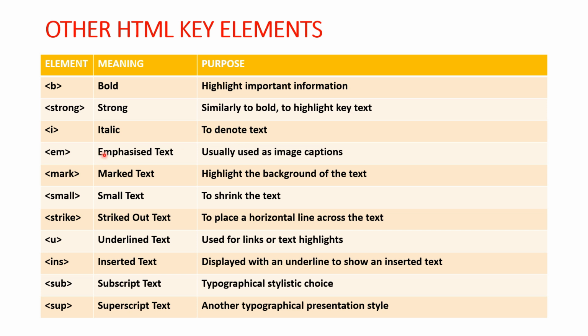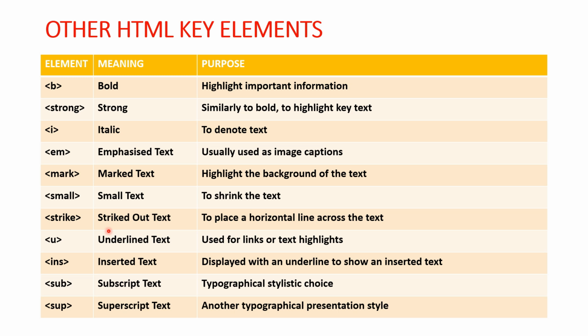There is an emphasized text element with EM tag, which is usually used as the image captions. There is a marked text element with mark tag, which is used to highlight the background of the text. And we have the small text element with small tag, which is used to shrink the text.